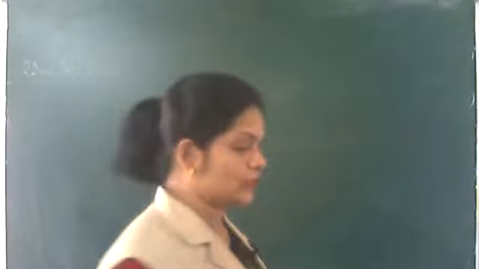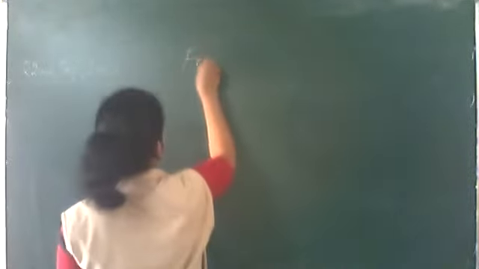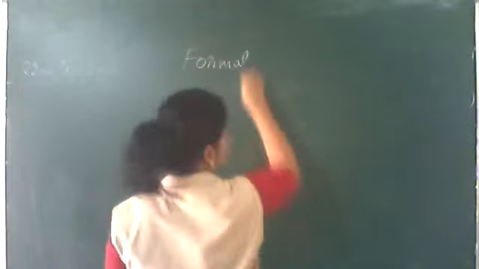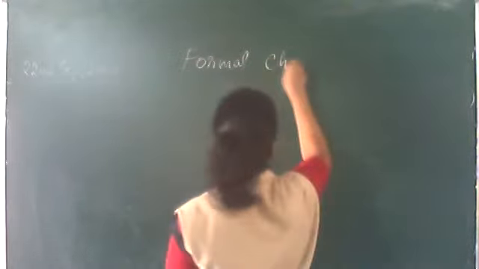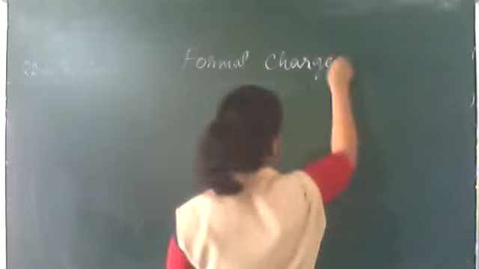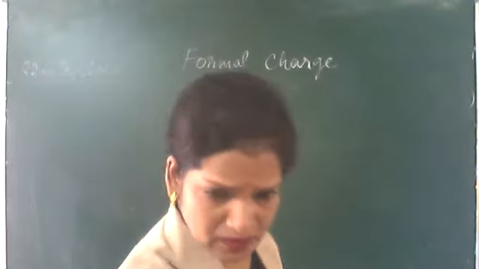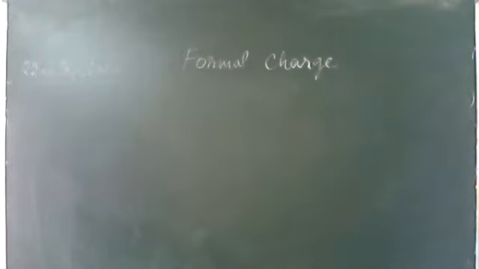So we were on Lewis dot structures. Now we are going to move to formal charge.